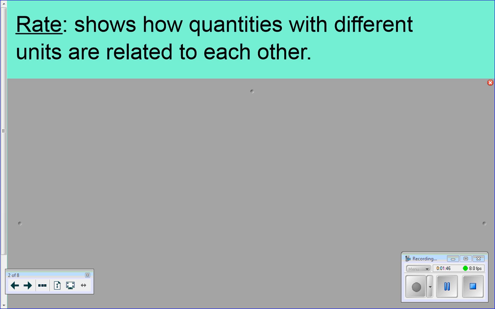Some of you are maybe wondering, well, what does the unit thing mean? Okay, so if you go back to that pretest, here was the first one in that pretest. 50 miles in 2 hours. We're comparing 50 miles in 2 hours. Two different units, right? Miles and hours, two different units.